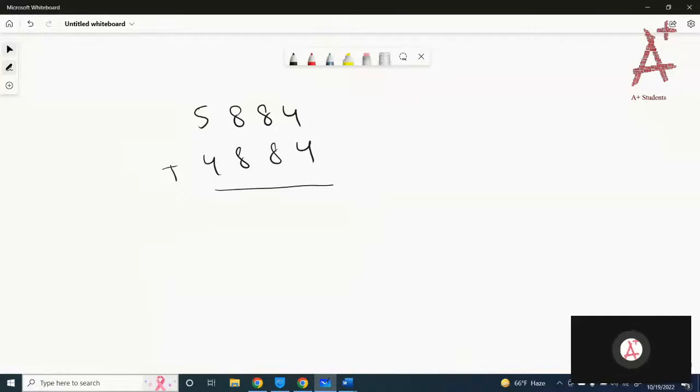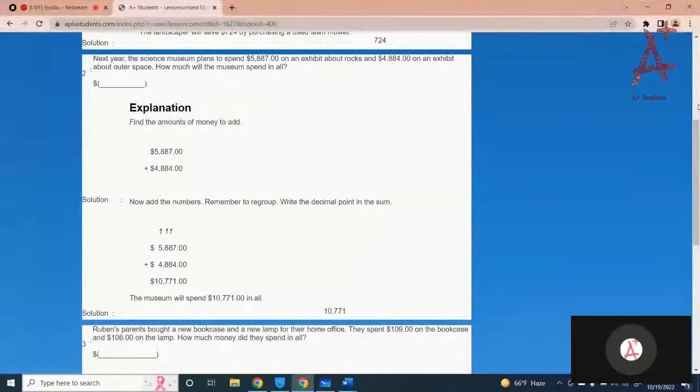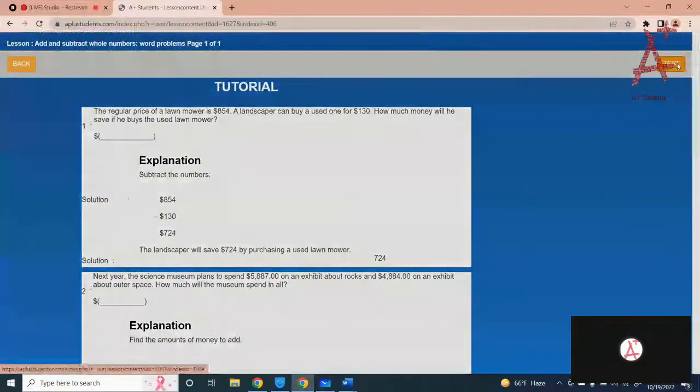So start adding from the ones digit. So 4 plus 4 is 8. 8 plus 8 is 16. Write a 6 over here and carry the 1. So you have again 8 plus 8 is 16 and 1 is 17. Write a 7 over here and carry the 1. So it would be now 5 plus 1 is 6, 7, 8, 9, 10. So it would be 10,768. Got it? So on the top right corner, we have a test button. And let's just start with the test.